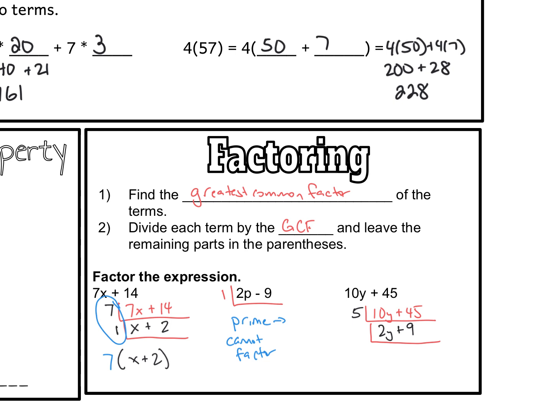All right, and now we kind of have a situation like we did in the last one. We have 2 and 9. They can both only be divided by 1. So 5 times 1 is 5. And then inside of parentheses is 2y plus 9, and that is our factored form of 10y plus 45.